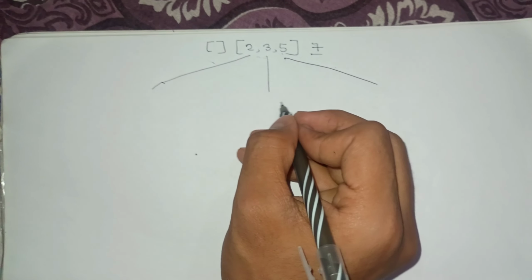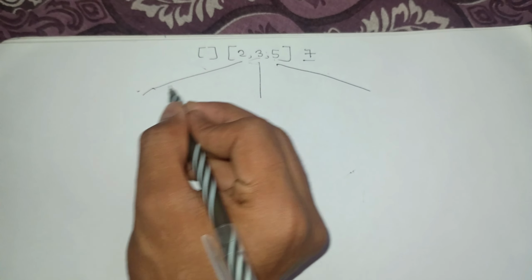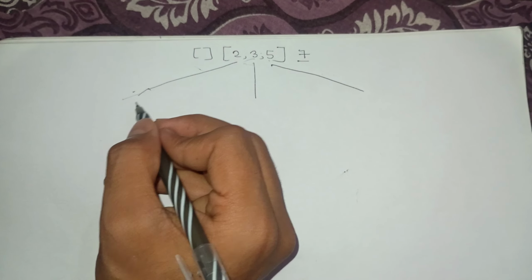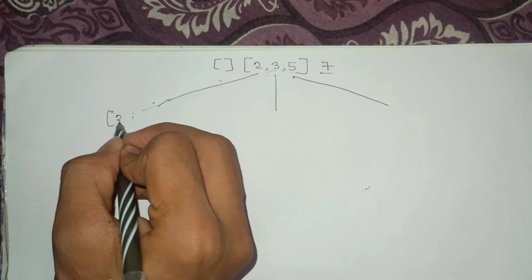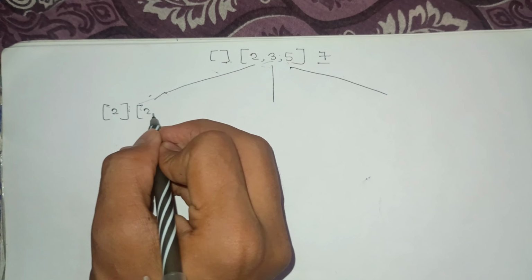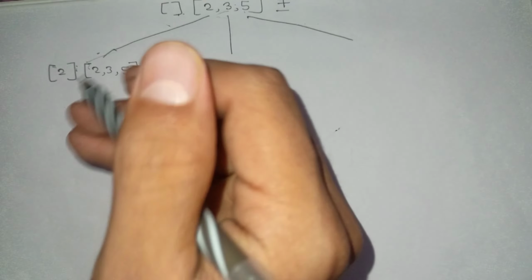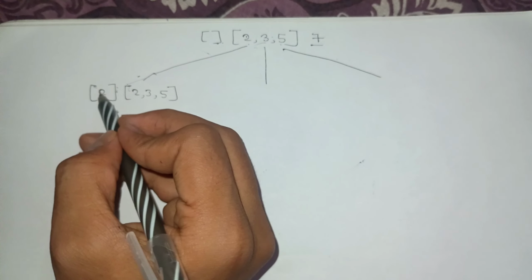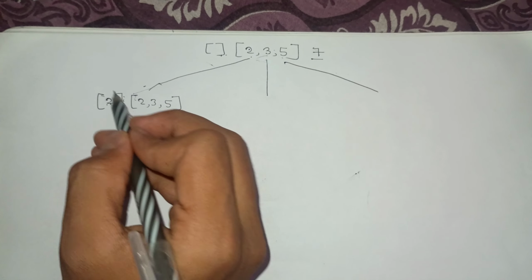Then only we can generate all the possible combinations. So in this branch, what I can do is push back 2 in our vector. Our original vector will be the same, but the difference is that we have pushed back 2 in this, so this will add 2 to this array.